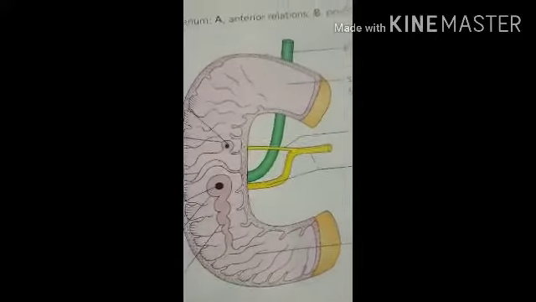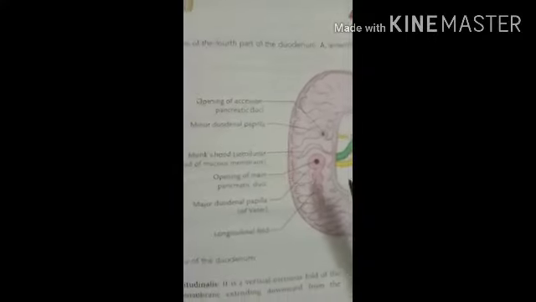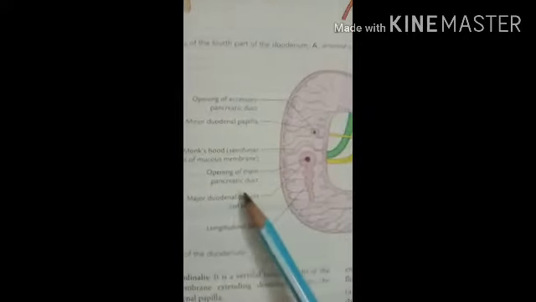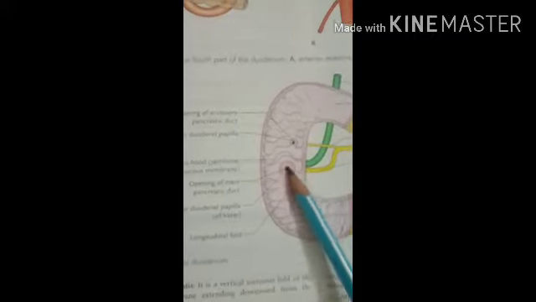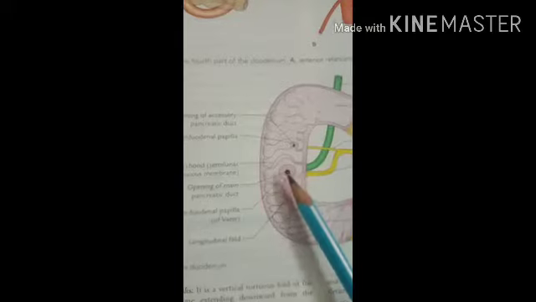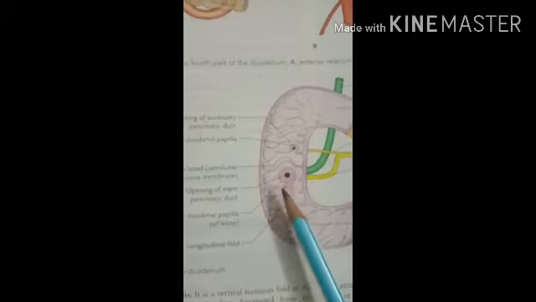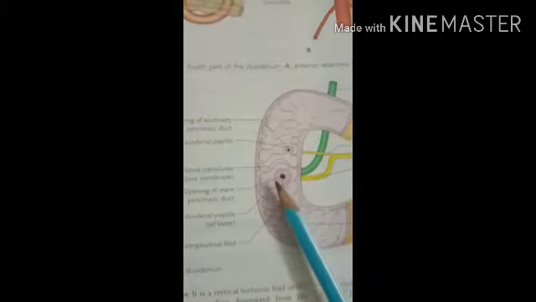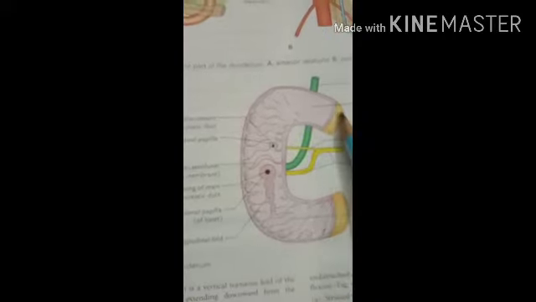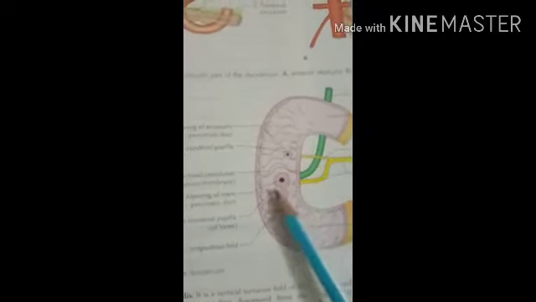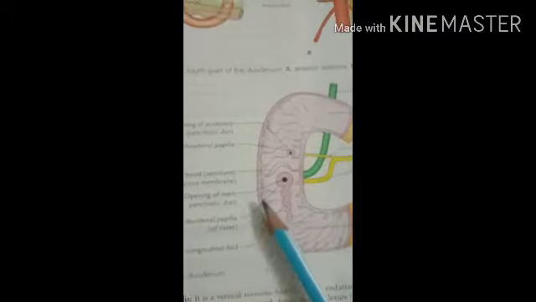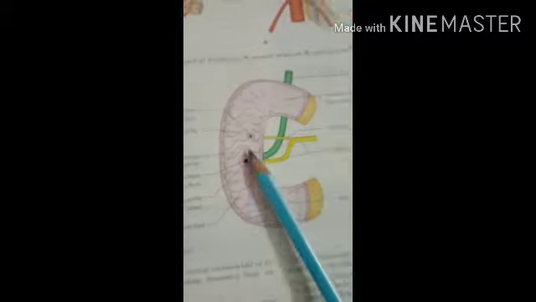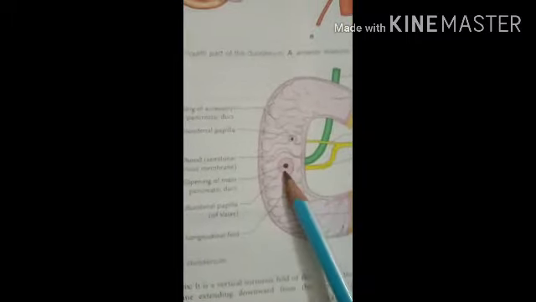First it shows the major duodenal papilla, this one. The major duodenal papilla is an elevation present on the posteromedial side, 8 to 10 centimeters distal to the pylorus. From the pylorus it is 8 to 10 centimeters. The hepatopancreatic ampulla opens at the summit of the papilla. So here in this region.